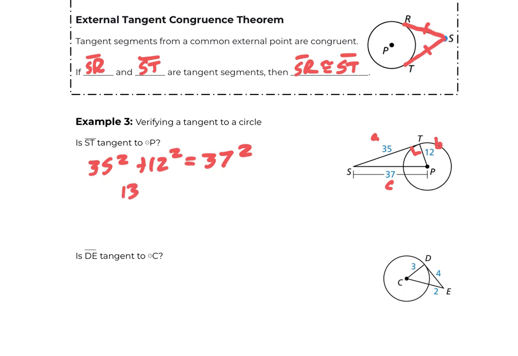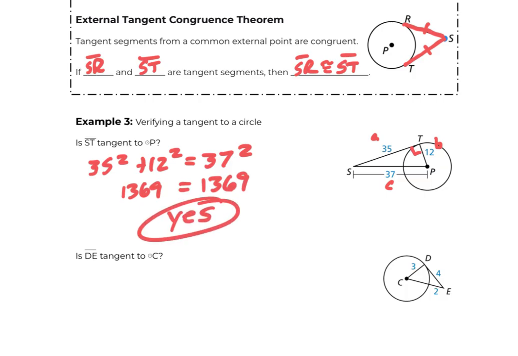Okay. And then 37 squared? 1369. And so here, this is just a simple yes. If those two sides are equal, then we have a right triangle, and therefore ST is a tangent to circle P.